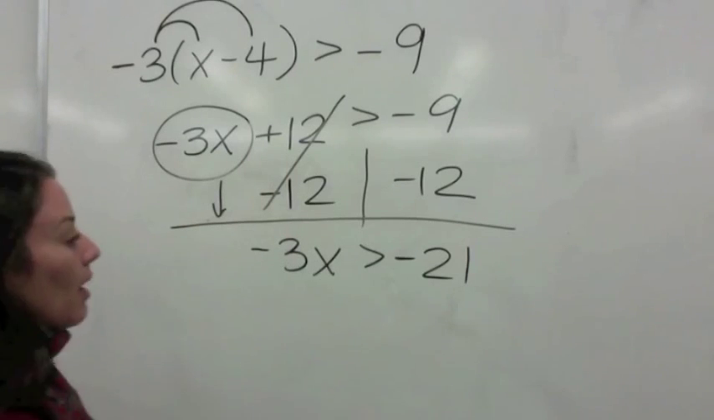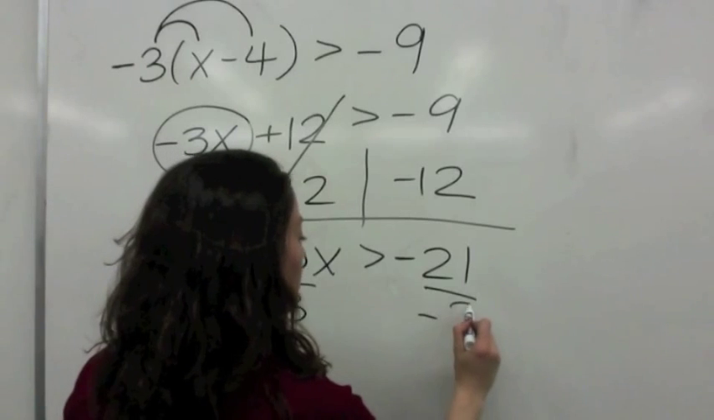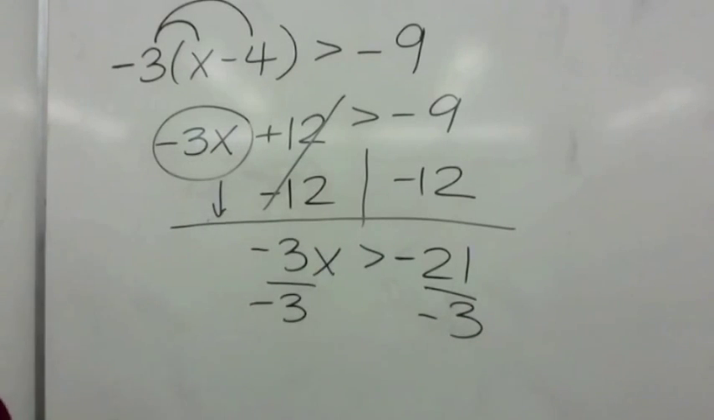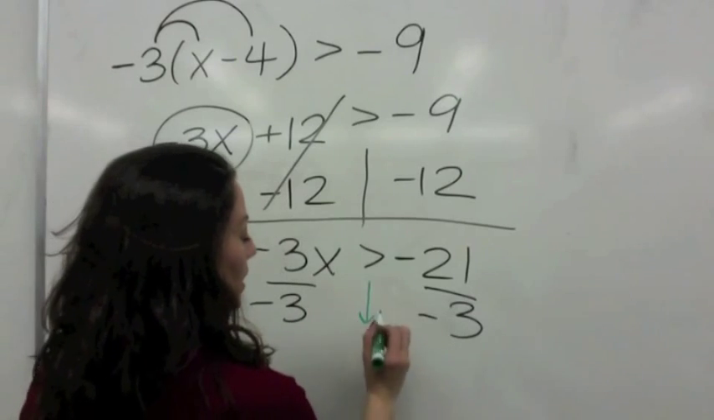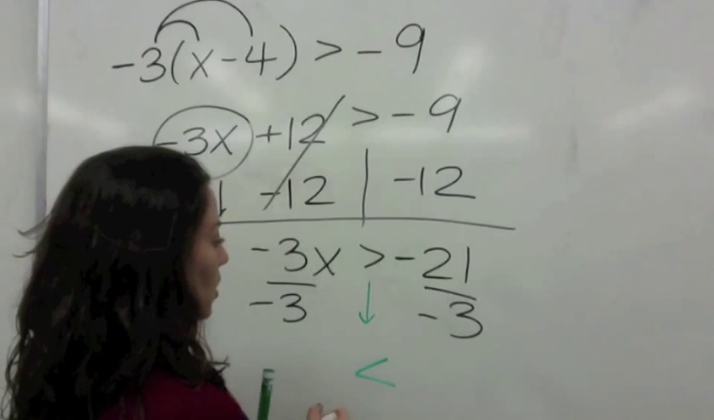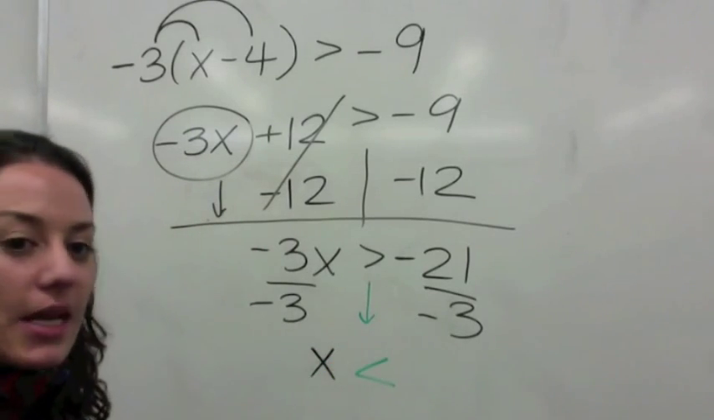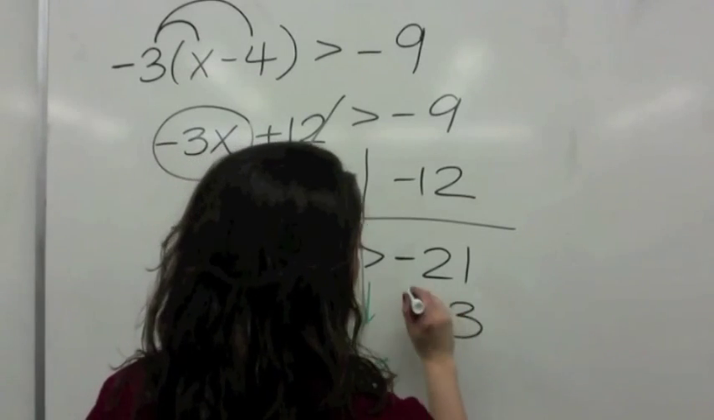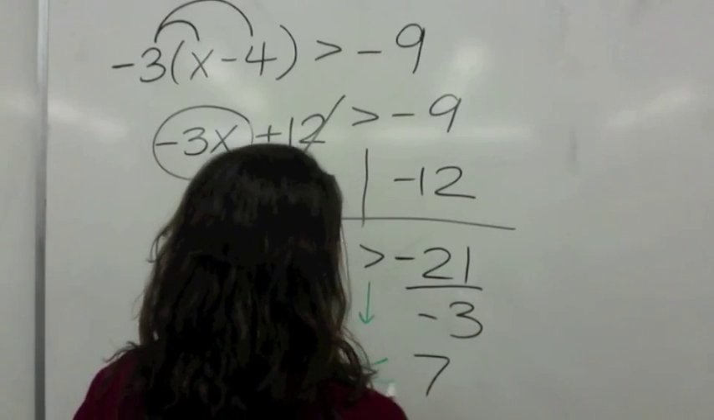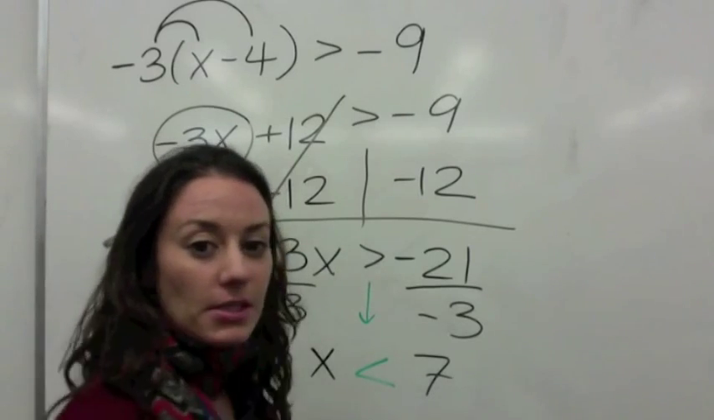How do you get x by itself? You have to divide both sides by negative 3. When you divide by negative 3, what happens to the inequality? It has to flip because you're dividing both sides by a negative. So you get that x is actually less than, what's negative 21 divided by negative 3? It is positive 7.